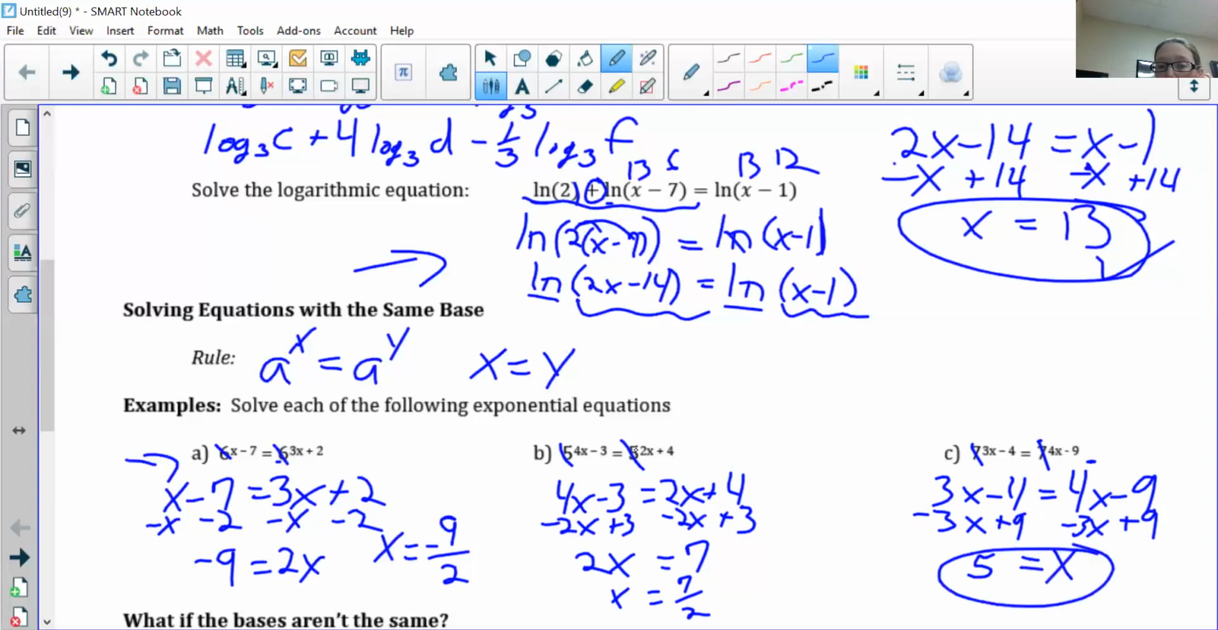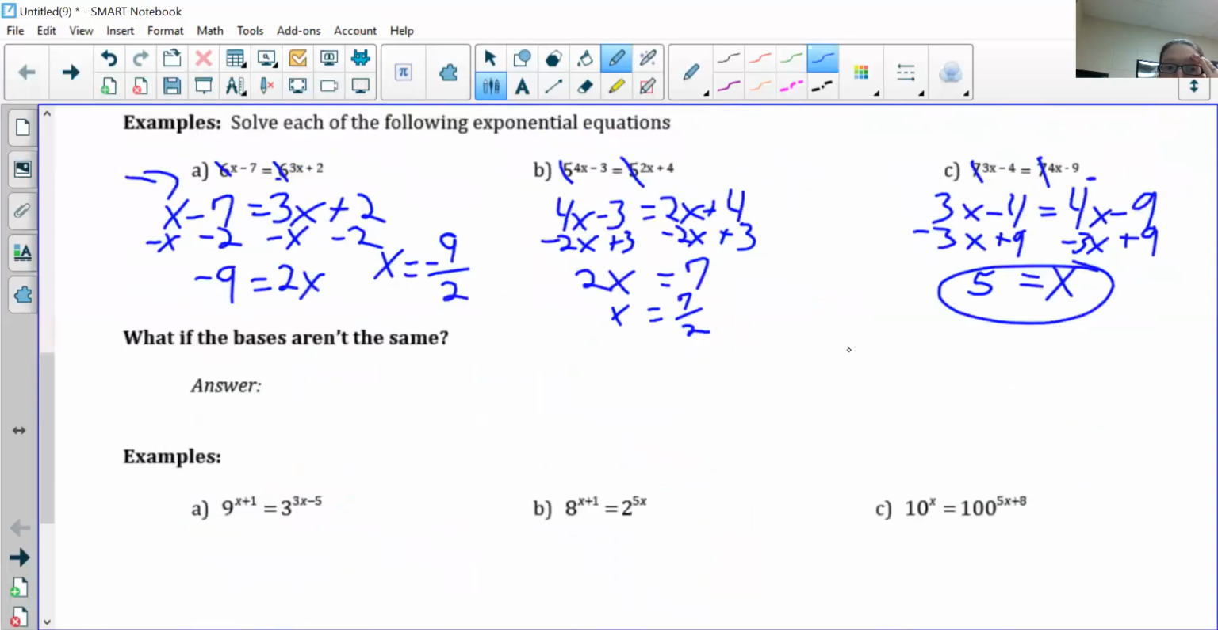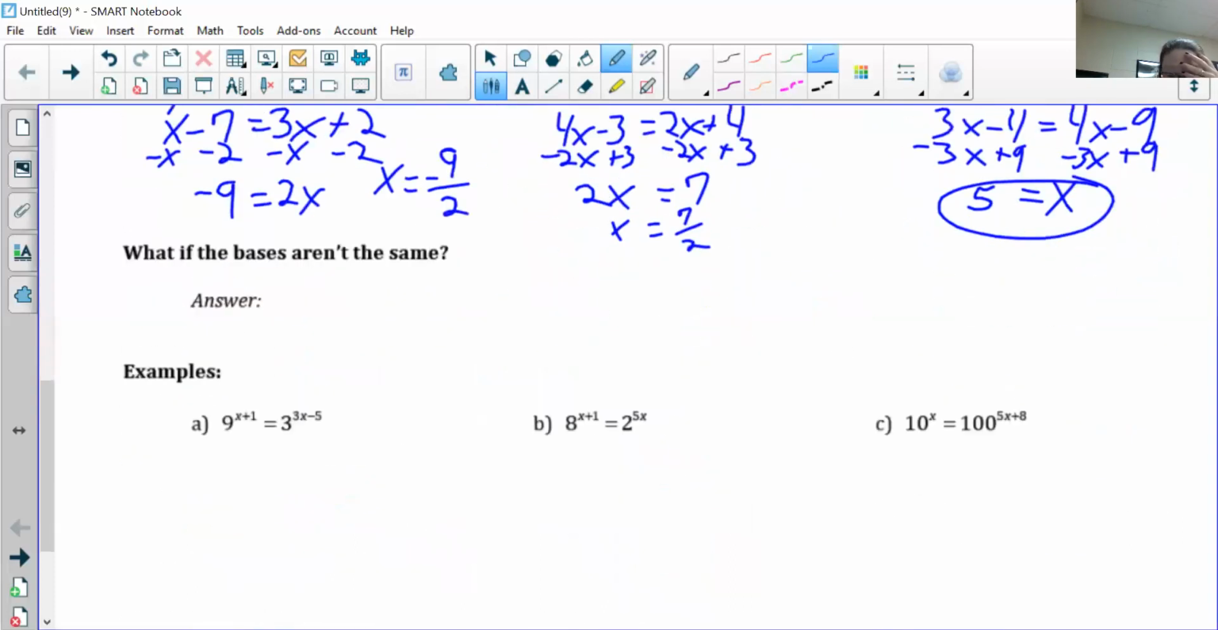All right, so far, so good, right? But what happens if the bases aren't the same? All right, the answer is fix them so that they are.